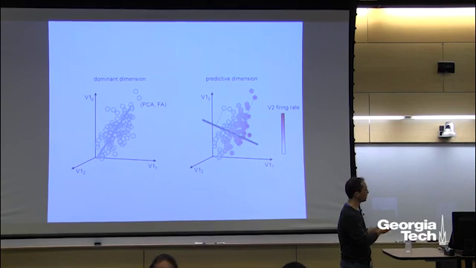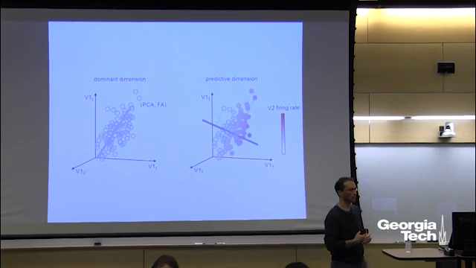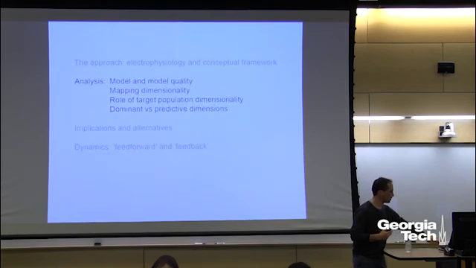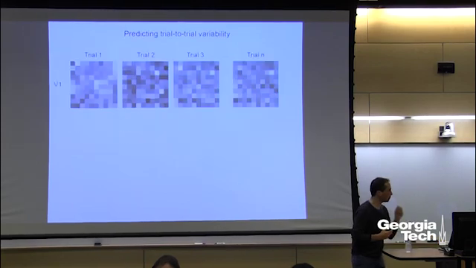What are the dominant dimensions of activity, particularly in V1, and how is that related to the dimensions that are useful for predicting activity downstream in V2? Okay? All right. So here's the analysis then. Let me tell you the specifics of what we've done.